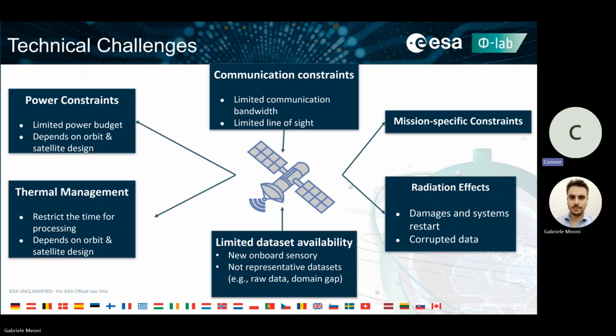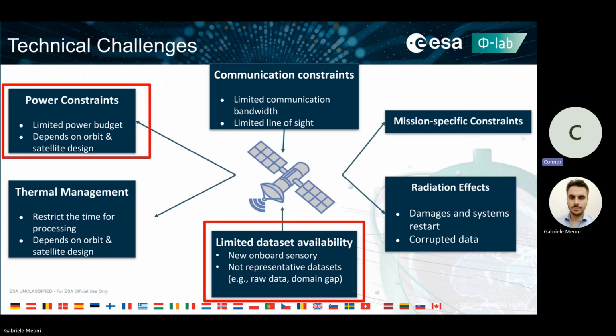Power constraints. I told you before, satellites are very energy constrained. It depends on the satellite, of course, but typically you don't have the same energy that you have on the ground. Radiation, just discussed. You might have mission-specific constraints. Thermal management, again, we have discussed. But there is also another problem that you might know if you're familiar with AI training: dataset. It's very difficult to get datasets that are really representative of what is going to happen in space. We are going to see this now in detail.